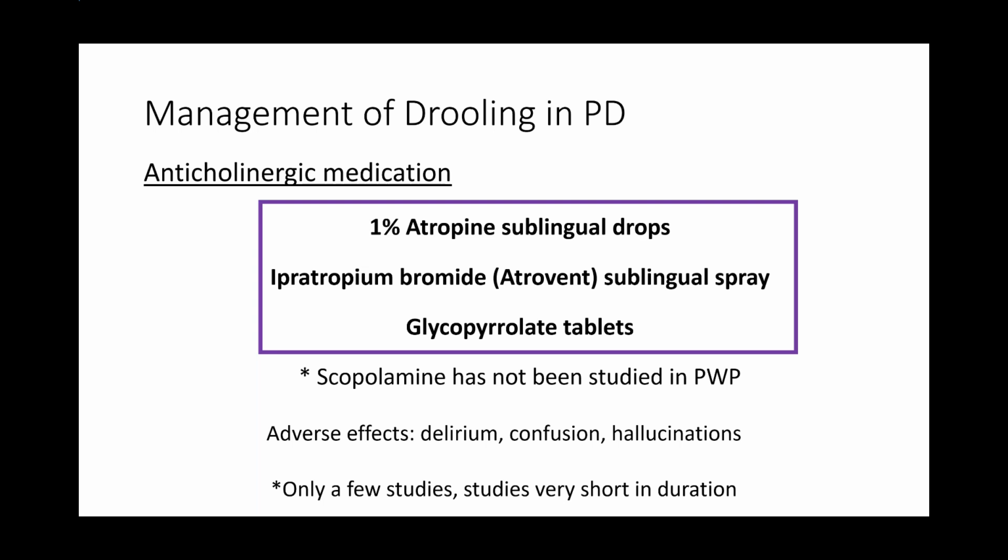I should also point out that these medications, the ones in the purple box, have been studied in Parkinson's, but there have not been many studies, and the studies that have been done have been of very short duration, typically about a week. And so most people who use these medications in Parkinson's don't use them just for a week. They use them long-term for months to years. And so we don't have good data demonstrating their long-term benefit or long-term safety in people with Parkinson's.